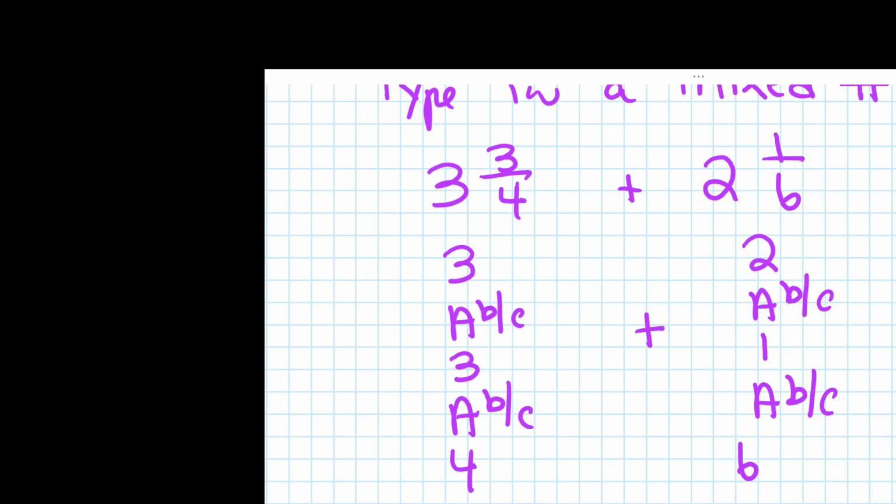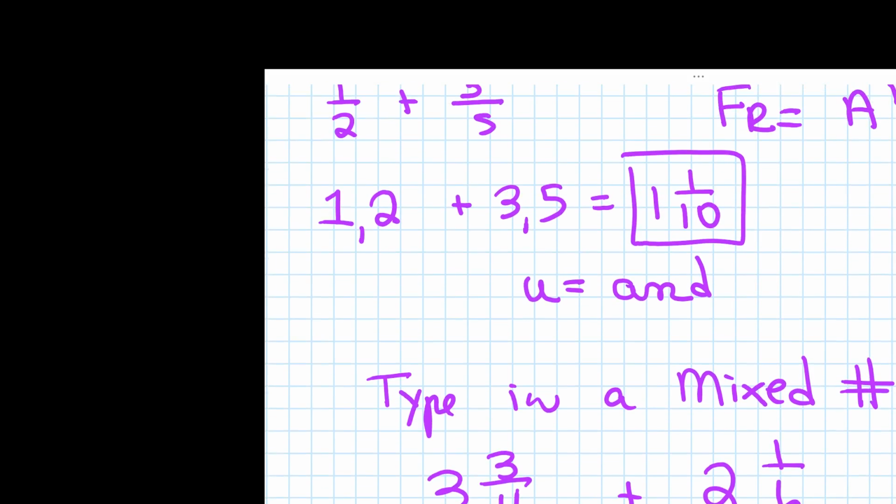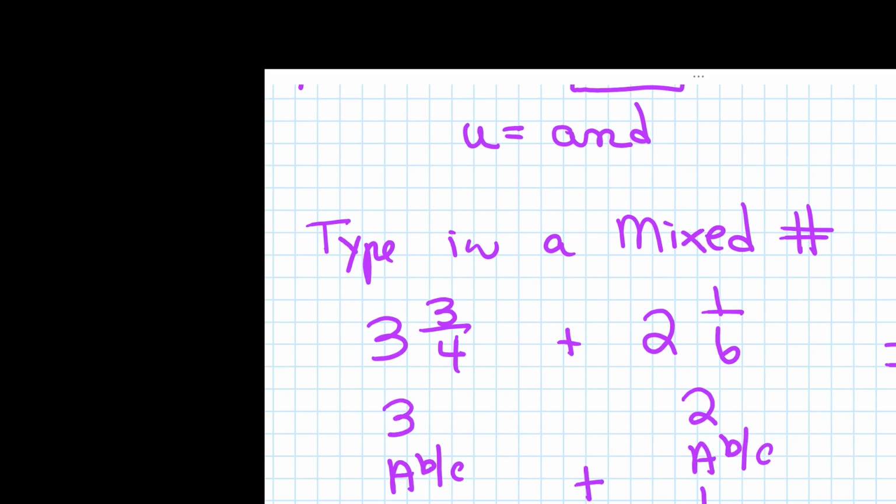Question. The U again means and. It's telling you it's a mixed number. So 1 U 1 comma 10 is read as 1 and 1/10. Does that help you? Did you get 5 and 11/12 this time? Good job. John? I have a question.